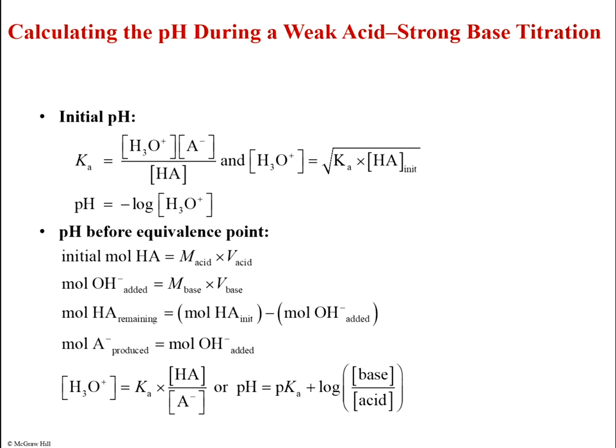As we move from our initial point to our equivalence point, we have our initial moles of weak acid, calculated from the molarity times the volume. We've added strong base, but the strong base is smaller in amount than the weak acid number of moles. So the moles of weak acid that will remain will be the moles of weak acid we started with, subtract off the moles of hydroxide we've added, and the hydroxide that we've added will produce the weak base. So the moles of weak base equals the moles of strong base that we added.